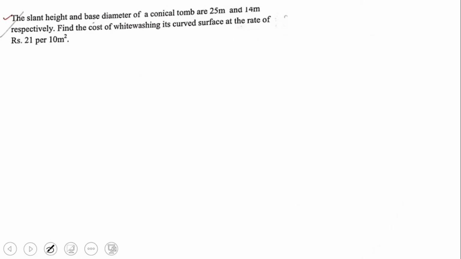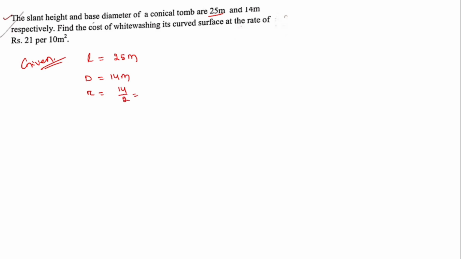The slant height, that is L. So given that, first you write the given. L is equal to 25 meter. Now the base diameter, so we can write diameter equal to 14 meter. Tell me what is the radius? Radius equal to 14 by 2, that is 7 meter.